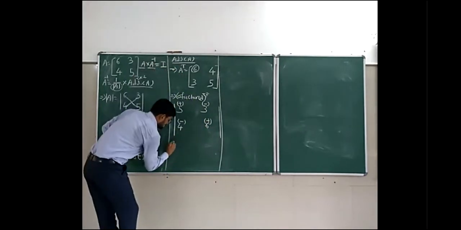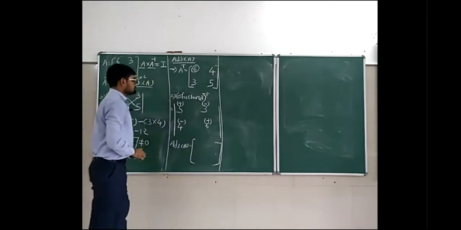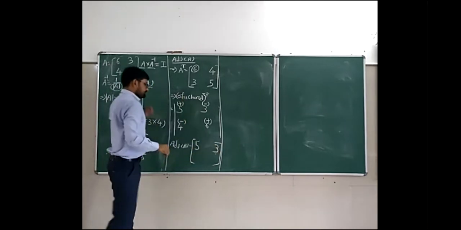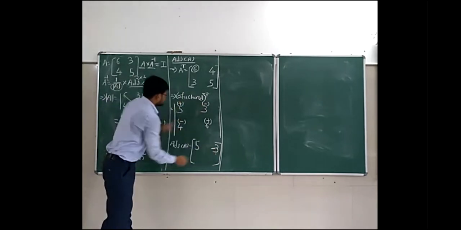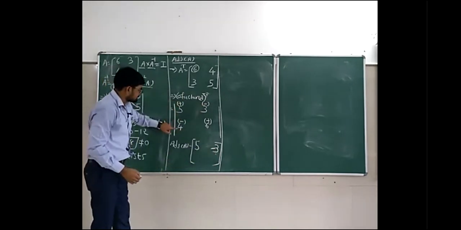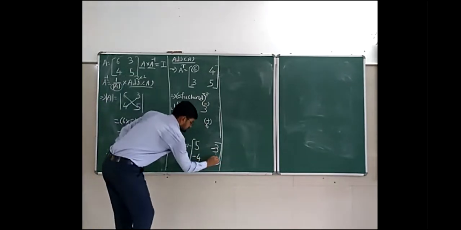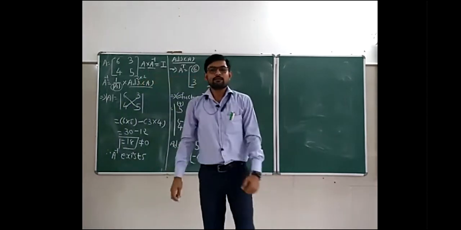And finally, we'll get the answer of the adjoint of A, and we'll write it in matrix form. So it is 5, 3, with the signs plus, minus, minus, plus, applied to 5, 3, 4, and 6. So this is the answer of the adjoint of A.